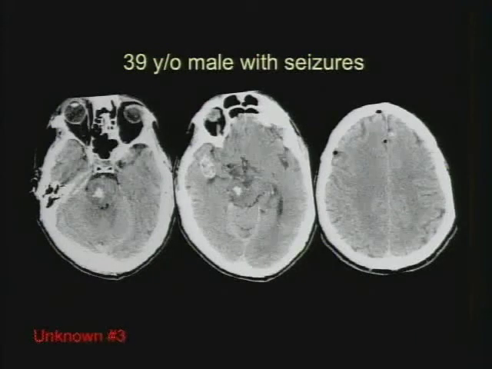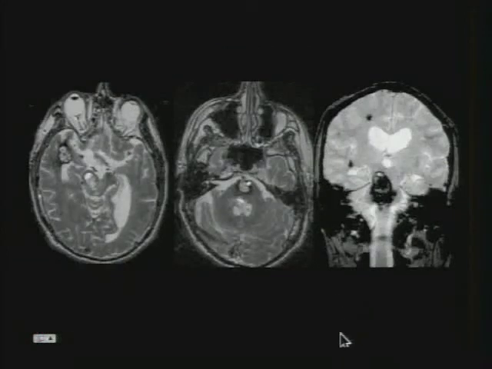So the next patient is a 39-year-old male who comes in with seizures. And this is a non-contrast CT. So the differential here, you've got multiple calcified lesions on CT. And this is the MRI in the same patient. Axial T2 sequence and a coronal gradient.